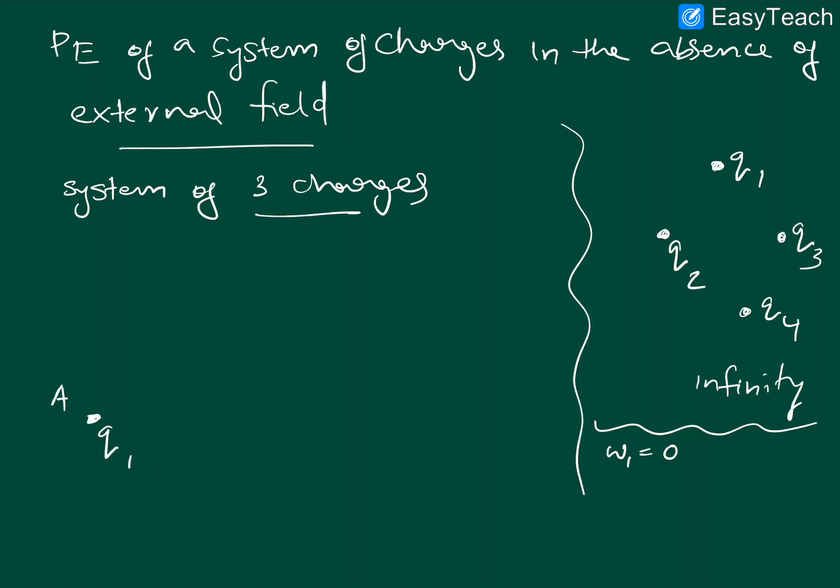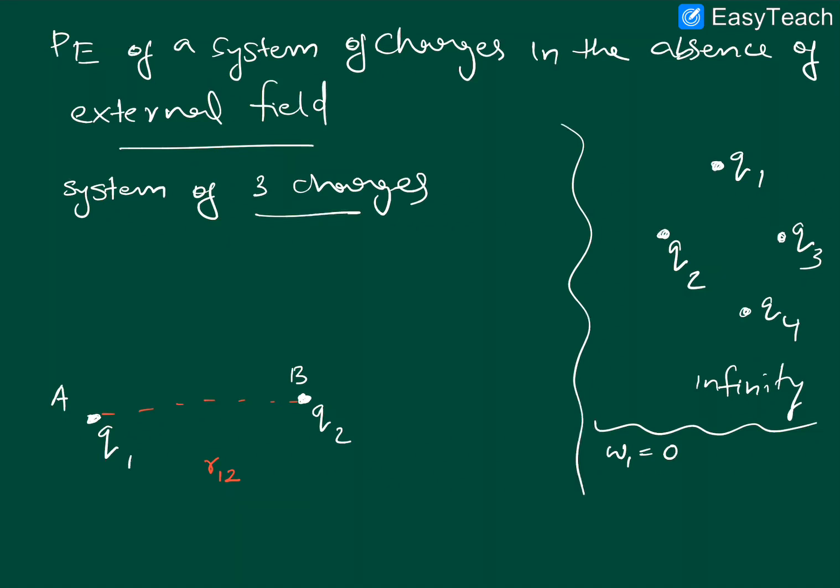Now you are moving q2 from infinity to this point, B, which is at a distance, let us say, R12. I am using the notation R12. It means the distance from q1 to q2 is R12. Just for clarity I am using two digits, 1 and 2. The distance between 1 and 2, that is the meaning.